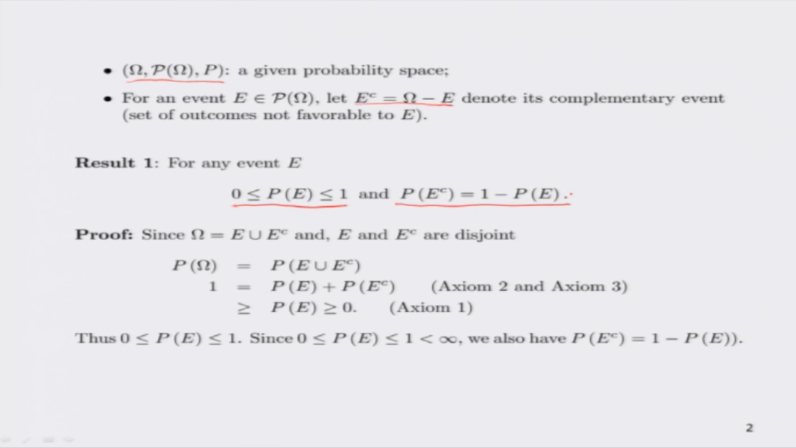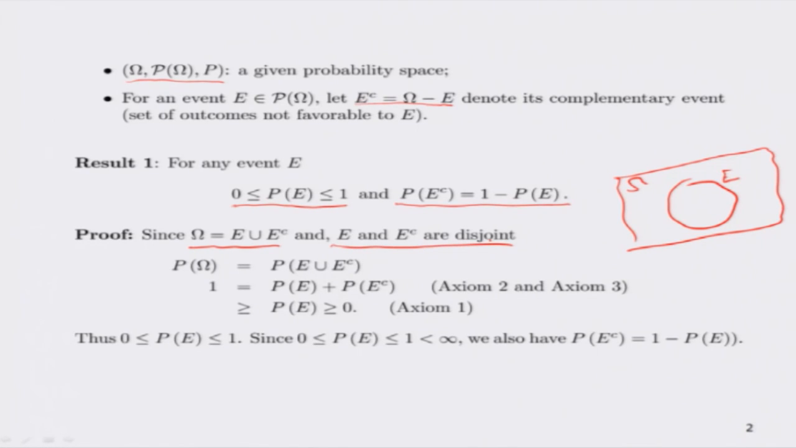So to see that, note that omega can always be written as E union E complement. For example, if I draw a Venn diagram, E is this set, then your omega turns out to be E and whatever is outside E. So omega is E union E complement. Not only that, you see E and E complement are disjoint. So P of omega is the same as P of E union E complement. Now P of omega is 1 by axiom 3.